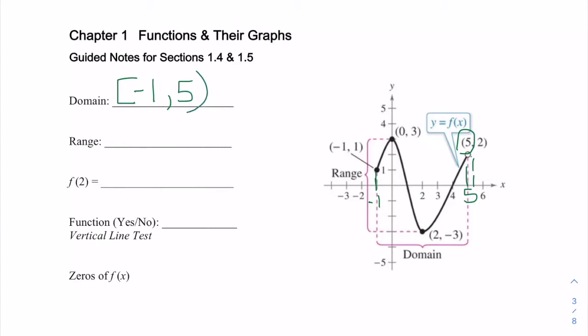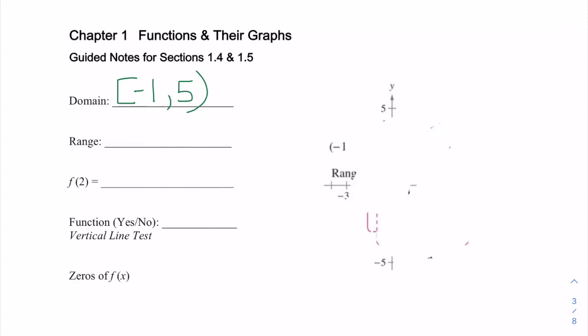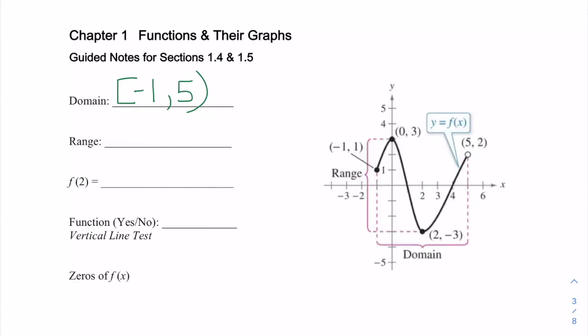For the range, we're looking at the lowest y value and the highest y value. So the lowest is negative 3, and then it goes up to positive 3. And it includes both values, so we'll use brackets for both. Now on this graph, it's asking what is f of 2. That means we're plugging in 2 for x, so f of 2 will be negative 3, which is the y-coordinate.